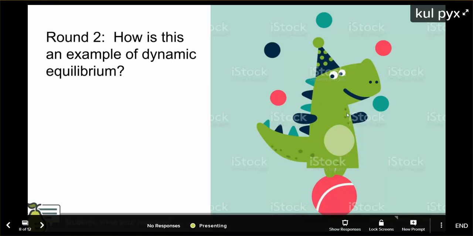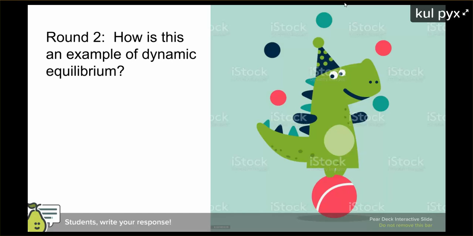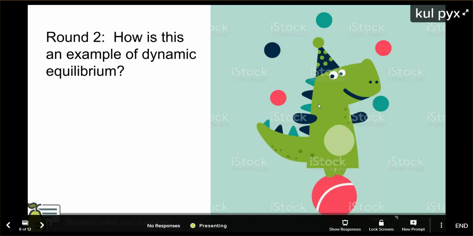So how he has to throw the balls up in the air and they have to come back down. Right? There's that up and down. If you threw all of them up all at once, doesn't seem like equilibrium. Right? The rate forward isn't the same as the rate back. But right now, it seems like an equal number are going up, an equal number are coming down. So knowing these two things, you should be able to explain just how Rex juggling these balls is an example of dynamic equilibrium.